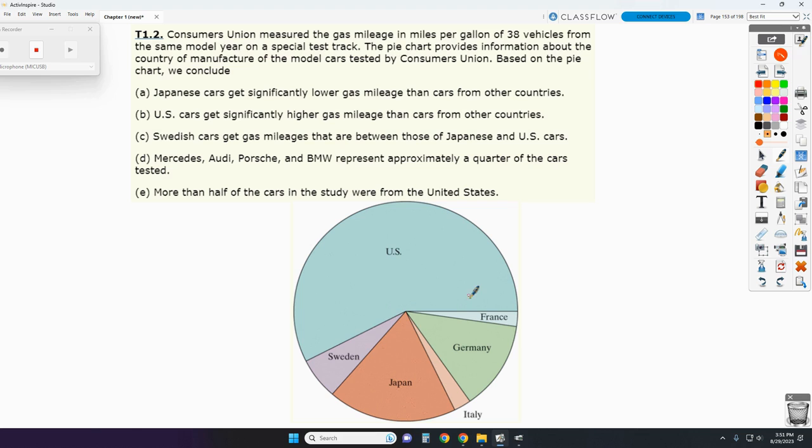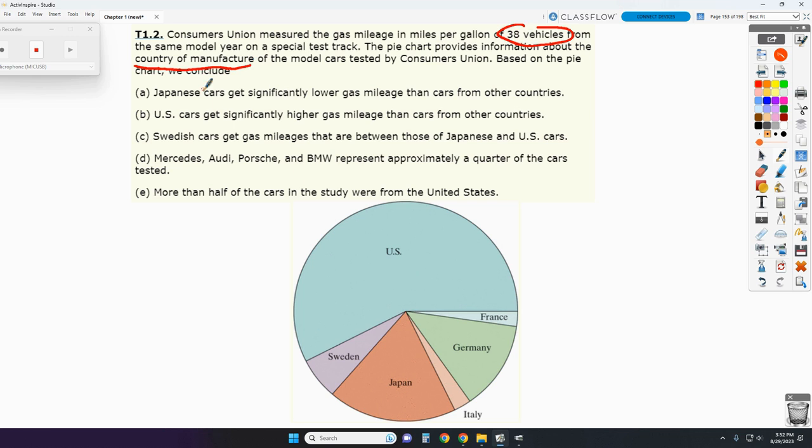We're just going to have to read all these and see which ones make sense and which ones don't. Now, when I look at this pie chart, I need to first understand what the slices represent. The slices represent countries. But what exactly are we referring to? Keep in mind, they said this represents 38 vehicles, and really they're just telling us where these 38 vehicles were made. That's all these countries mean here.